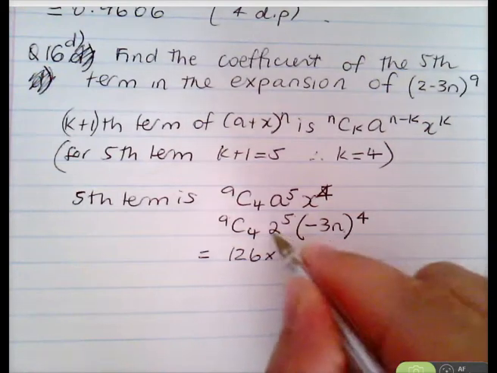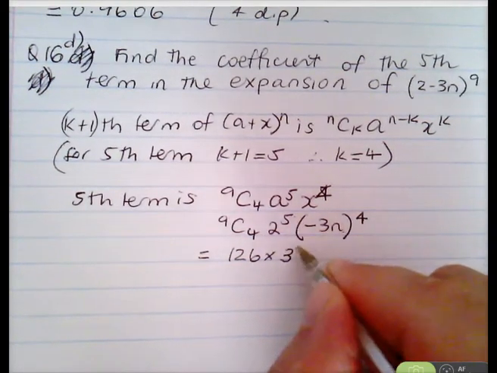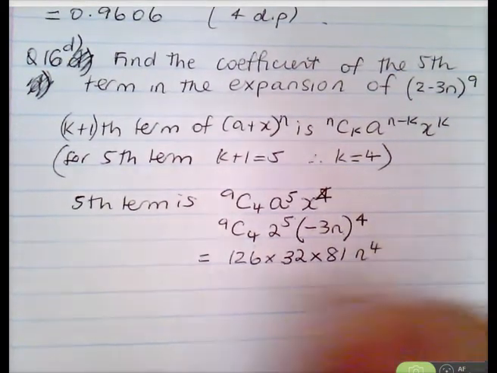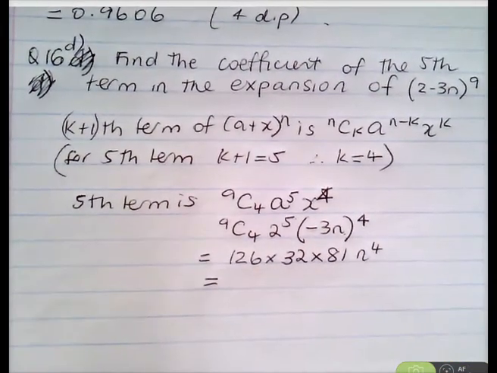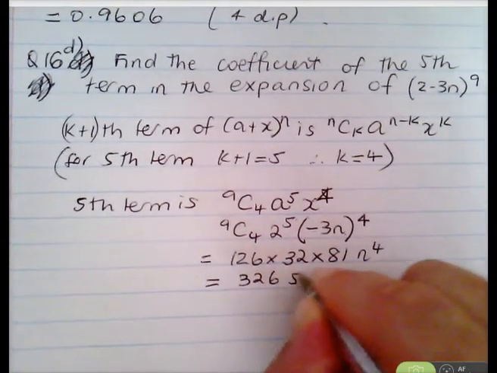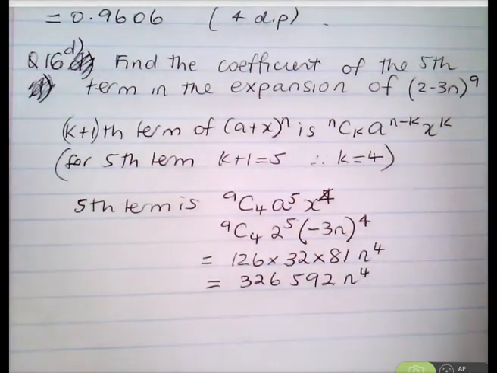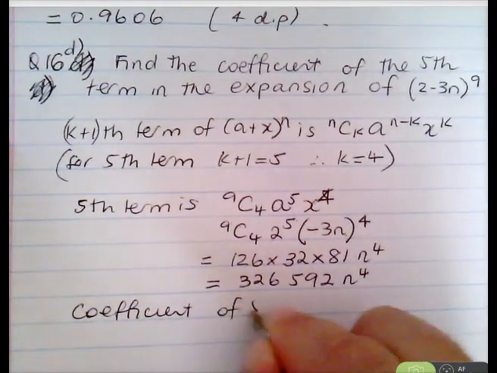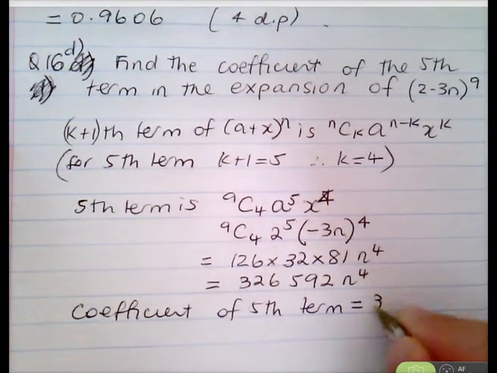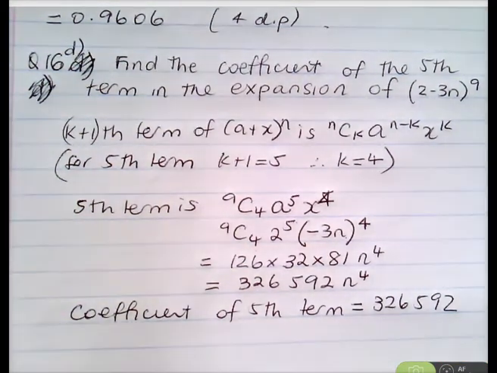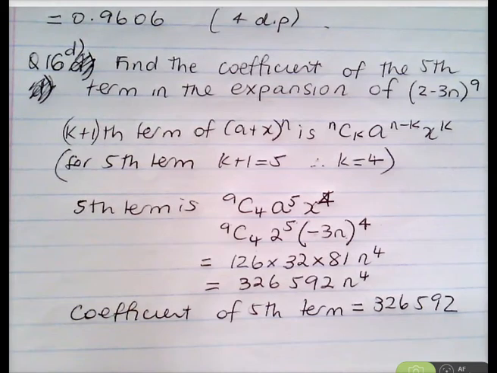Now, just working those out on your calculator. 9 choose 4 is 126, 2 to the power of 5 is 32, negative 3 to the power of 4 is positive 81, and we've got n to the power of 4. So that equals 126 times 32 times 81, and we get 326,592 n to the power of 4. Now that's what the fifth term is, and so the coefficient of the fifth term is 326,592. They want the coefficient, so that's the number in front of the n to the power of 4. So you don't include the n to the power of 4 in this.